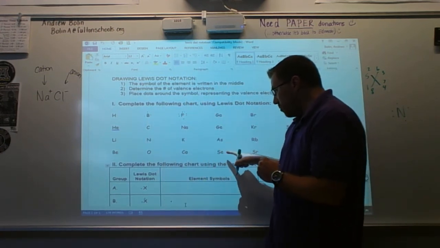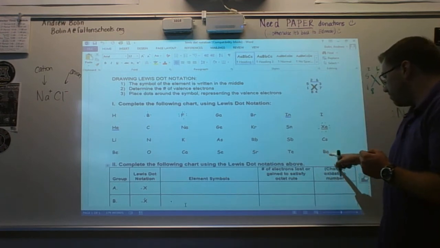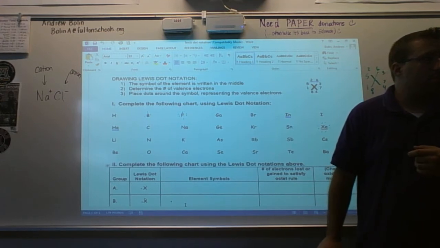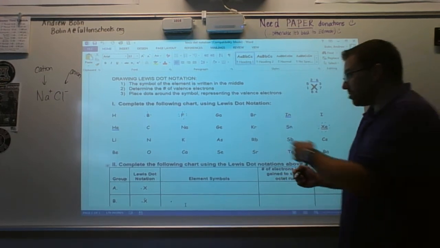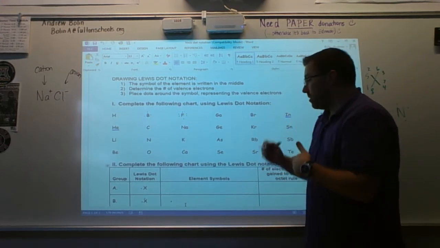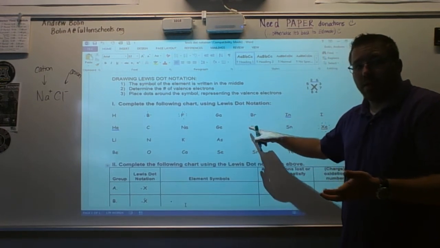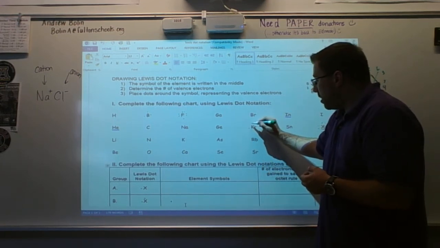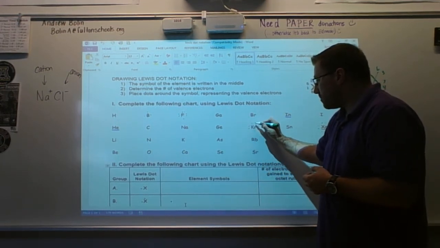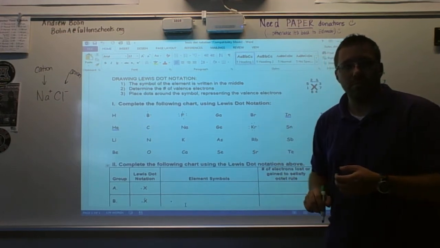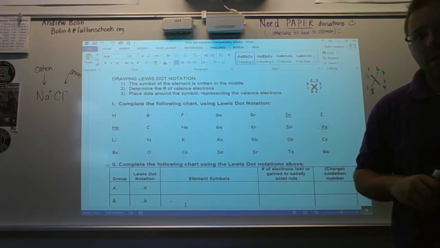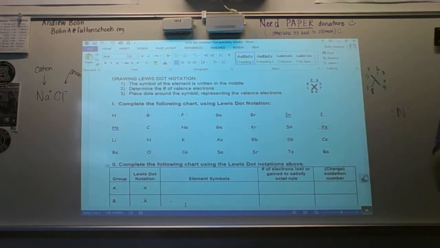We'll do another quick one. Krypton, right here. Krypton is what type of element? It's a noble gas, so it tells us how many electrons? 8. So again, we place them. Start on the left. So krypton here starts with 1. Top, right, bottom, left, top, right, bottom. So it's kind of like the arrows. You have to fill them all in around first. Exactly. You fill all the sides first with 1 dot, and then you go back and fill it with the second dot. That was a good metaphor, right?